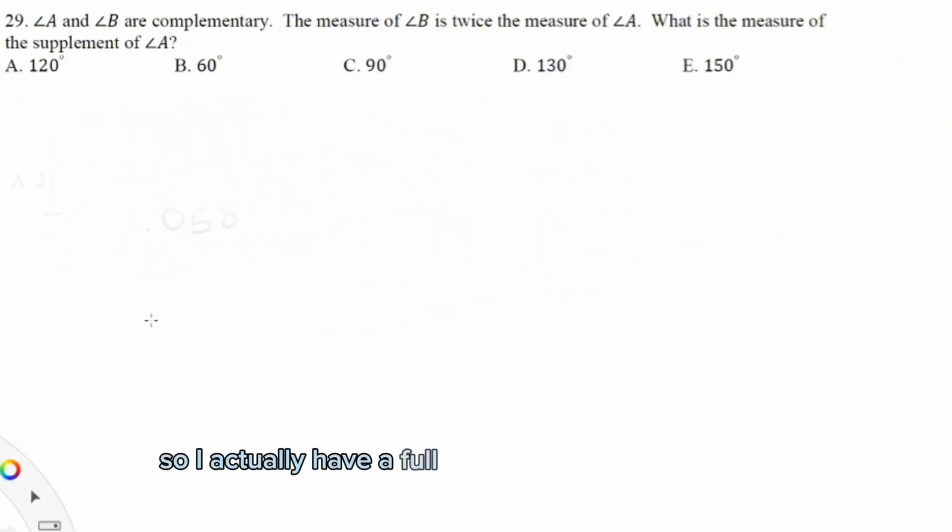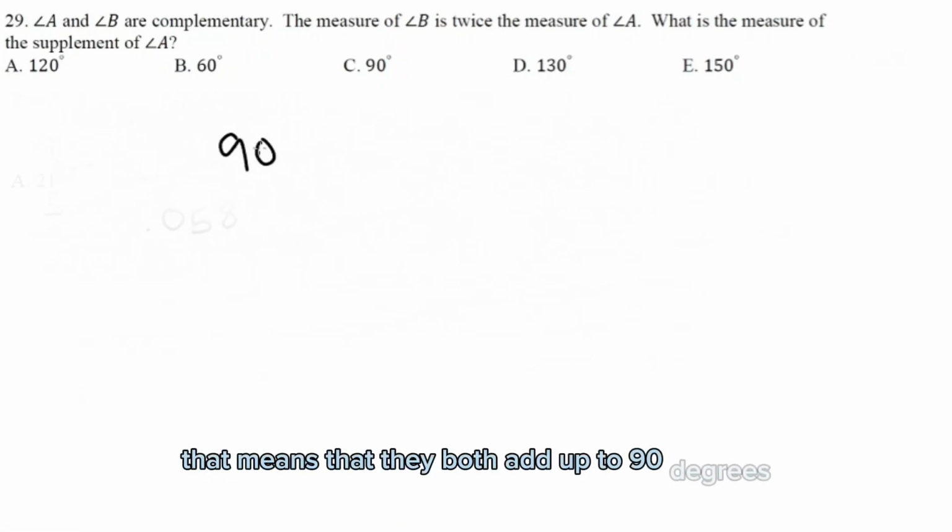Alright, so I actually have a full video just on complementary and supplementary angles, which will also be linked in the pinned card at the top. But let's continue with this problem. So angle A and angle B are complementary. That means that they both add up to 90 degrees.